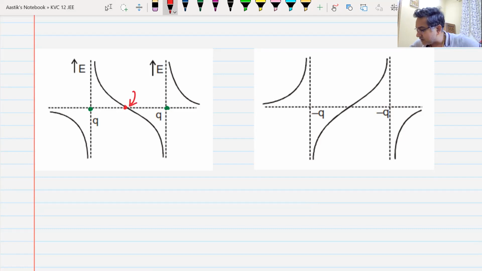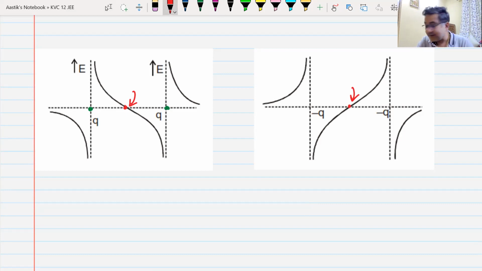Do we understand this? Yes, sir. So this is the point from where you can understand which graph is which one. If one is positive and the other one is negative, then the electric field will not become zero in between. Do we understand this? Yes, sir. And that is the example that I'm going to show you next.